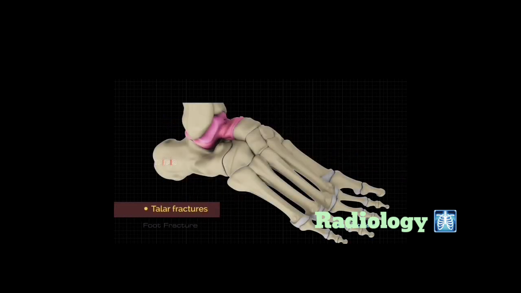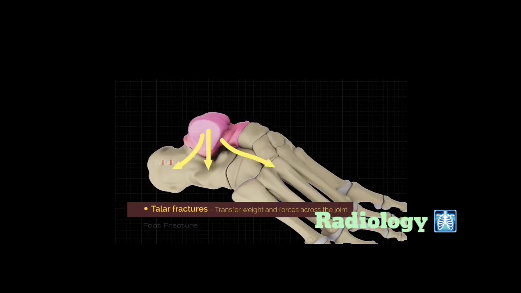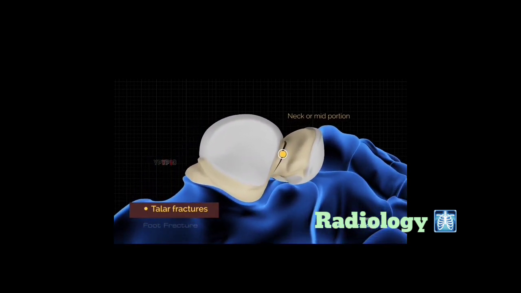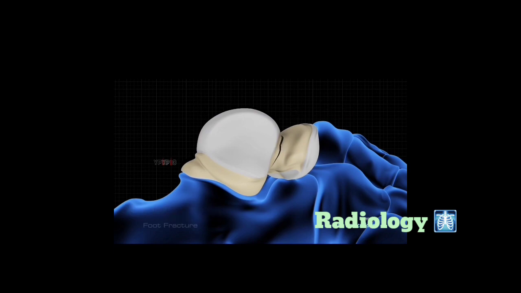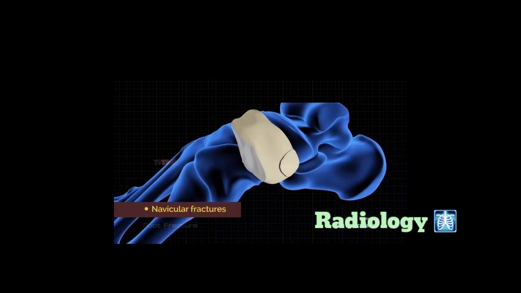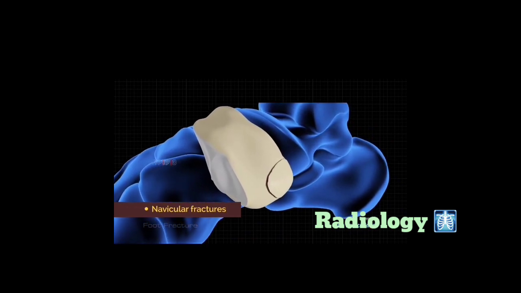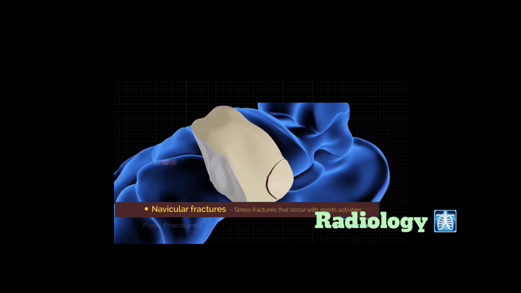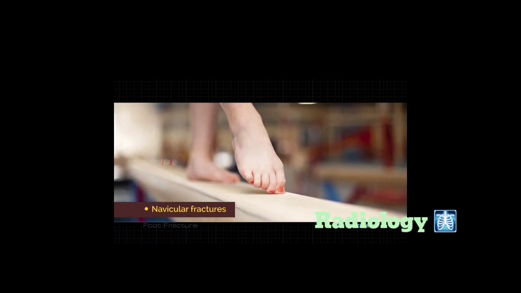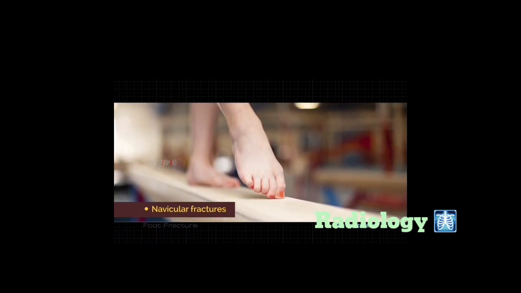Talar fractures. The talus bone helps to transfer weight and forces across the joint. Talus fractures usually occur at the neck or mid-portion of the talus. Navicular fractures. Navicular fractures are rare and include mostly stress fractures that occur with sports activities, such as running and gymnastics, as a result of repeated loading on the foot.